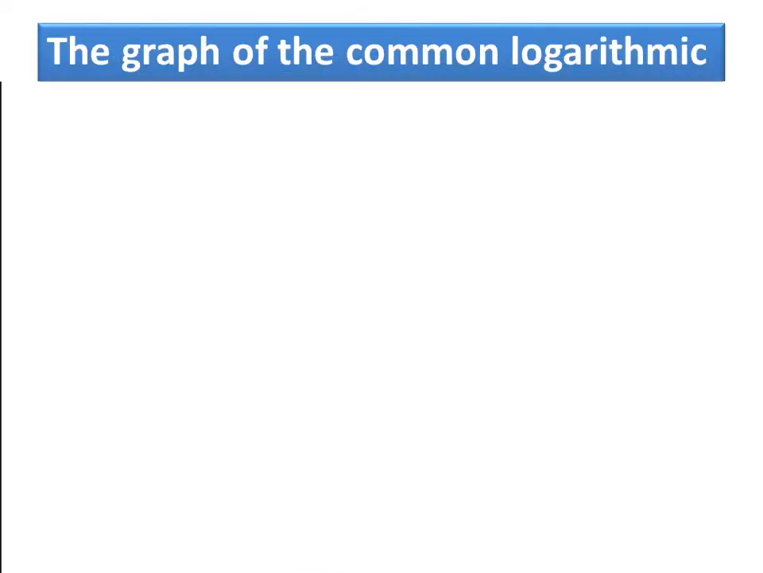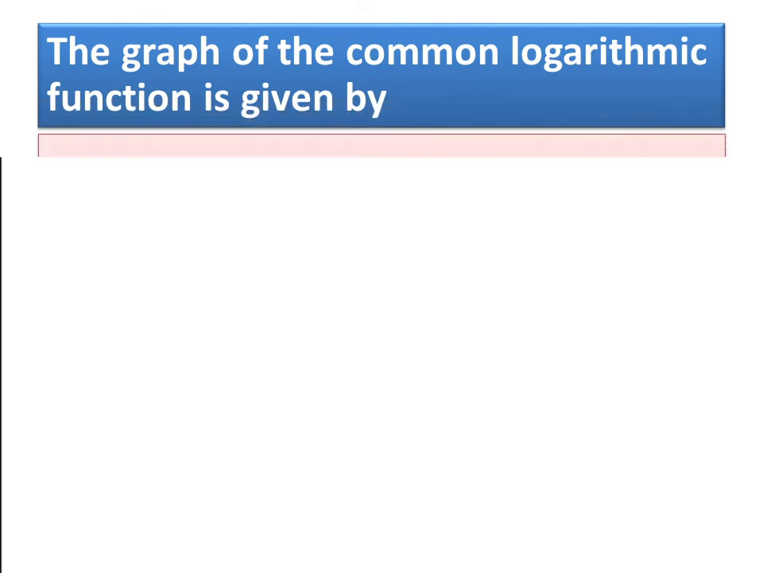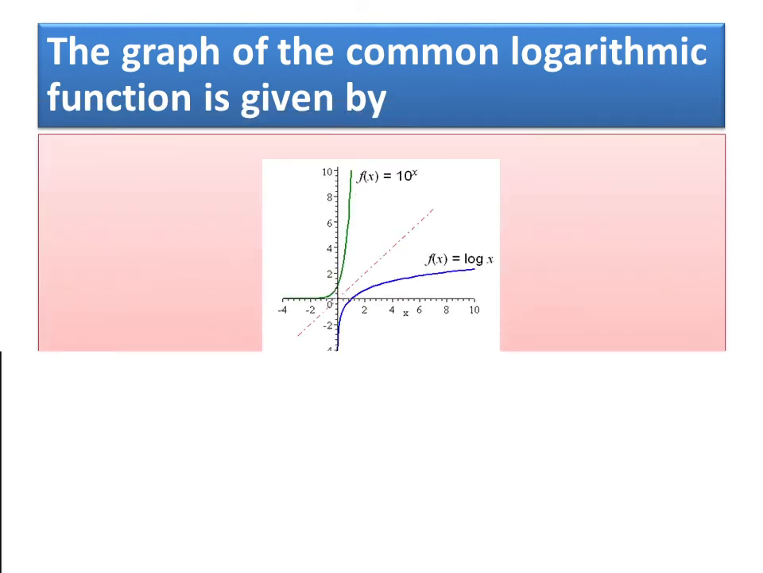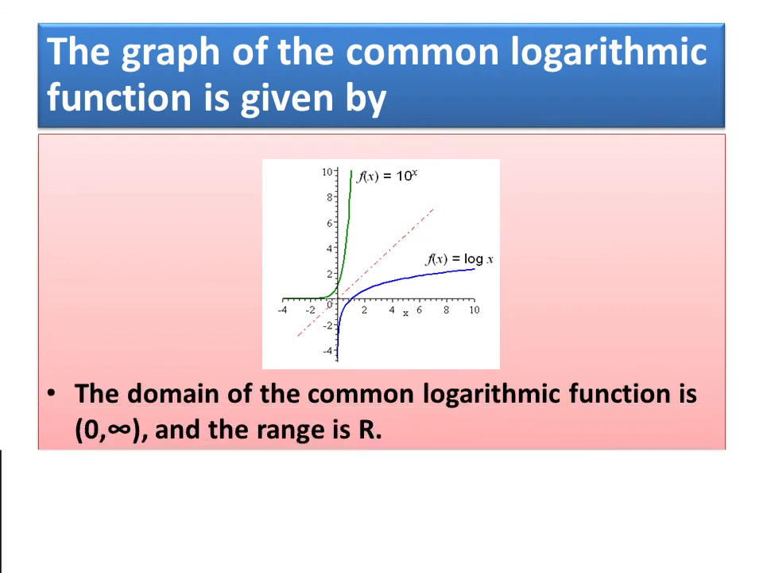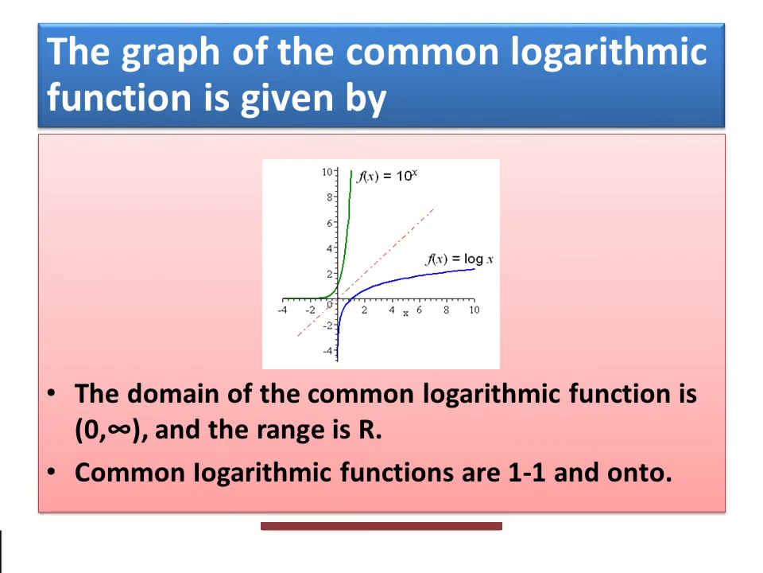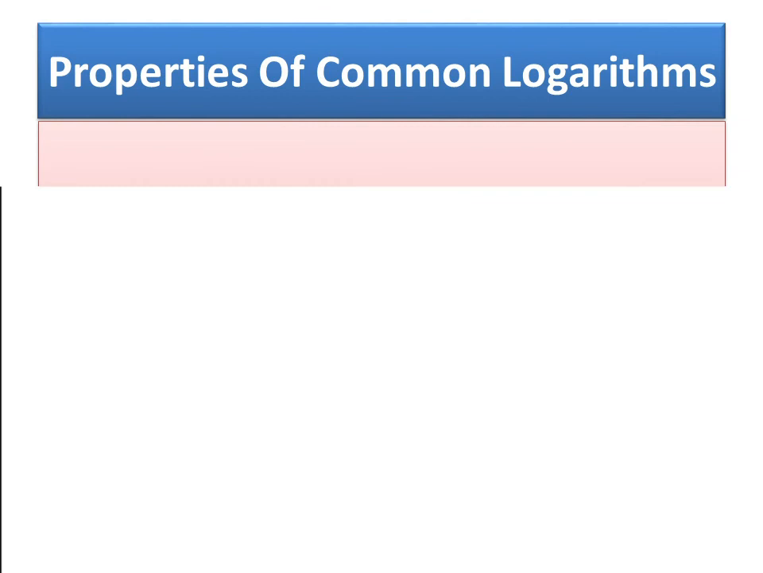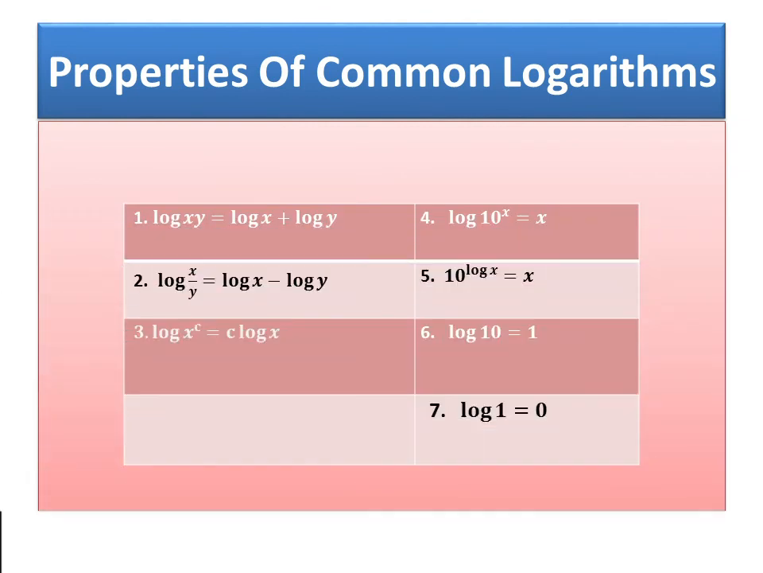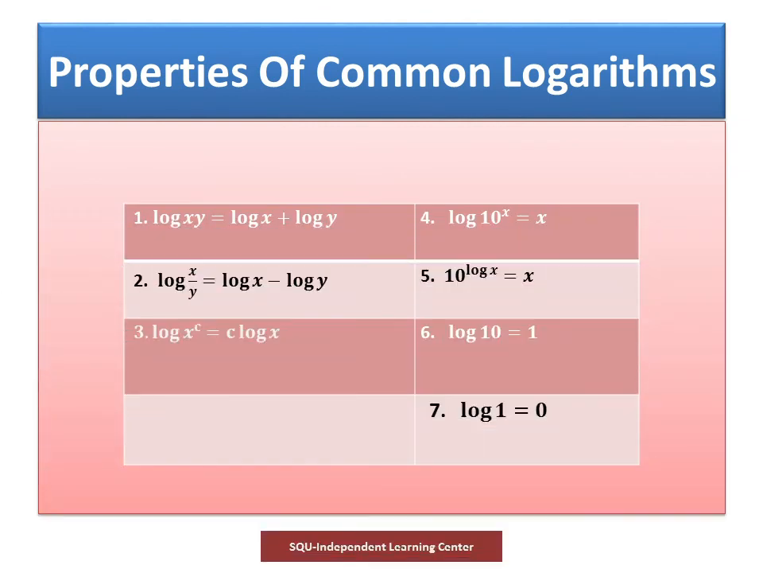Here we see the graph of the common logarithmic function log x and its inverse 10 power x. The domain of the common logarithmic function also is from 0 to infinity, while the range is all real numbers, and this function is a one-to-one and onto function. Here we also see properties of common logarithm. You can go through them, we don't need to say them. They are all the same as the properties of the logarithmic function log x to the base a.